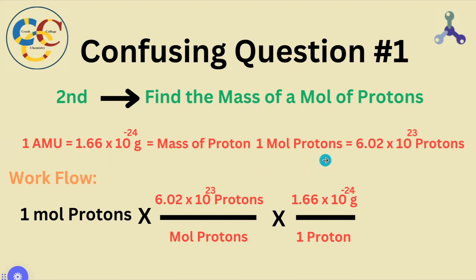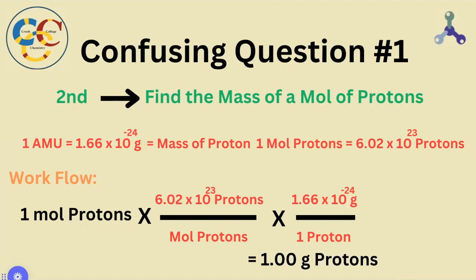We know that a mole of protons is 6.02 times 10 to the 23 protons. So we take both of these statements and we put it into a conversion factor, and then we go from 1 mole of protons to what that is in mass, specifically in grams. We calculate that and we get 1.00 grams of protons.